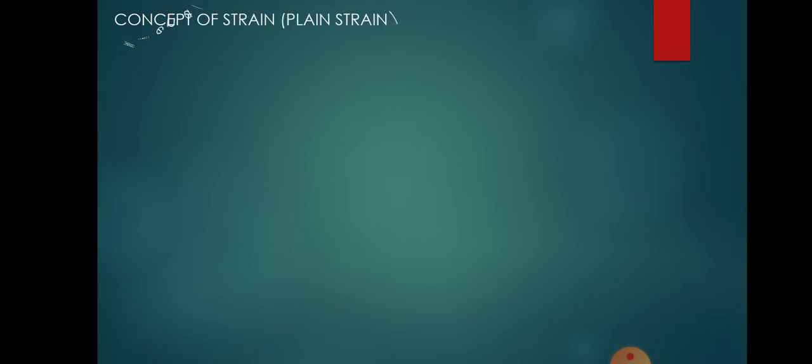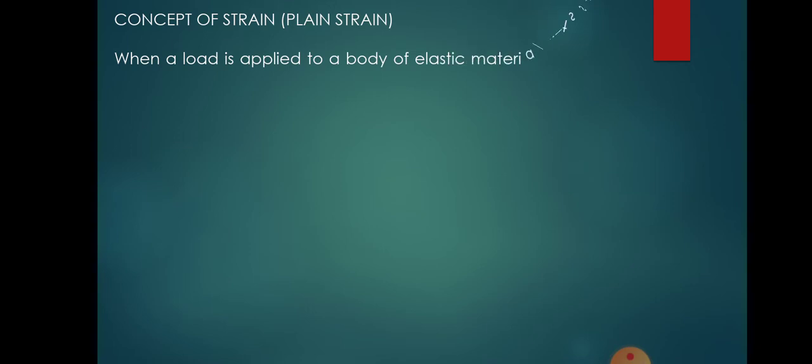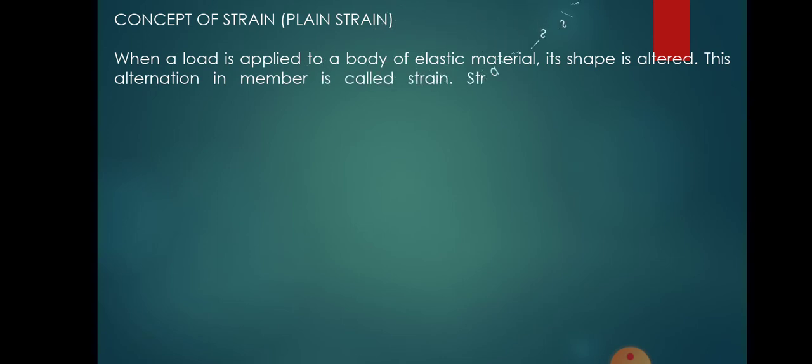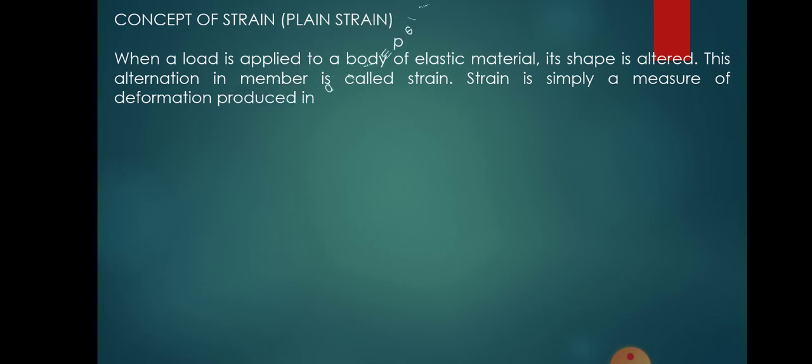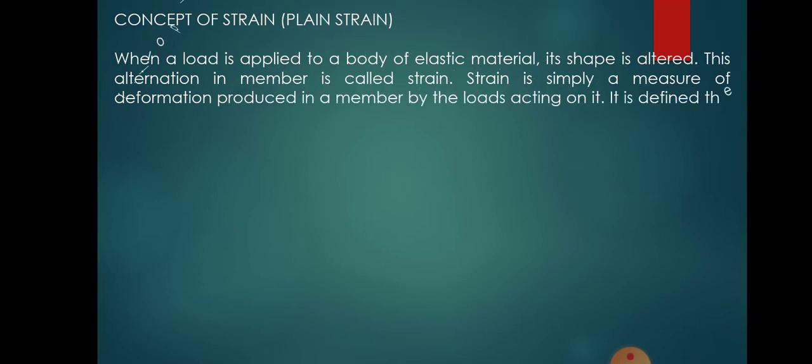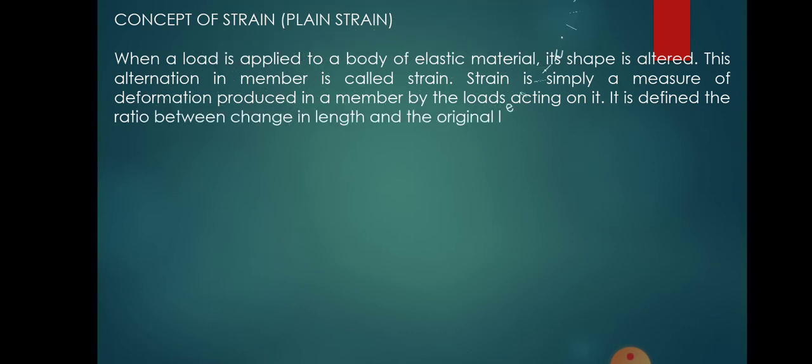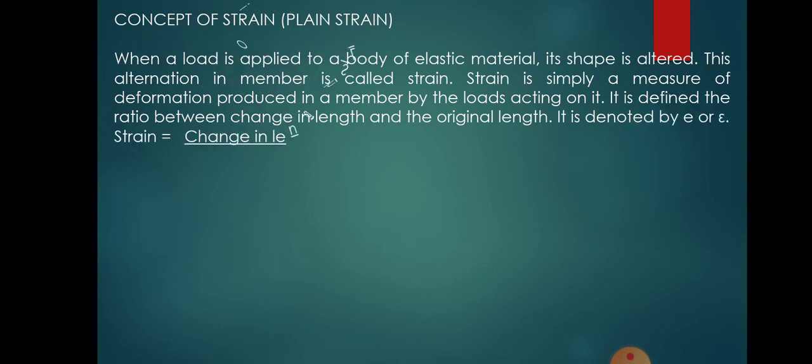Next, the concept of strain, plane strain. When a load is applied to a body of elastic material, its shape is altered. This alteration in the member is called the strain. The strain is simply a measure of the deformation produced in a member by the load acting on it. It is defined as the ratio between the change in length to the original length. It is denoted by epsilon.